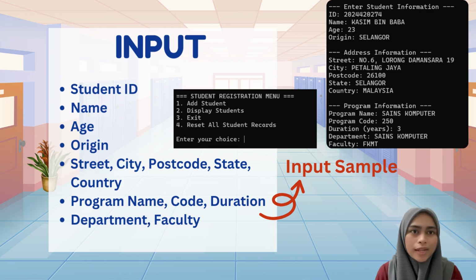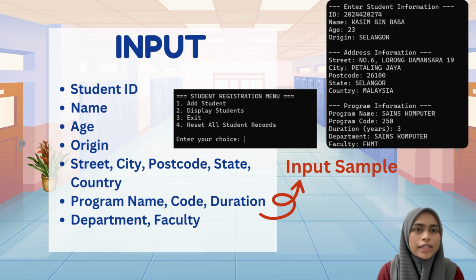2024-20274. Today I'm going to be explaining about the inputs and also the outputs. So first of all, the users will be asked to enter the number of their choices. So we have 4 choices, which is 1. Add students, 2. Display students, 3. Exit, and also 4. Reset all students registered.